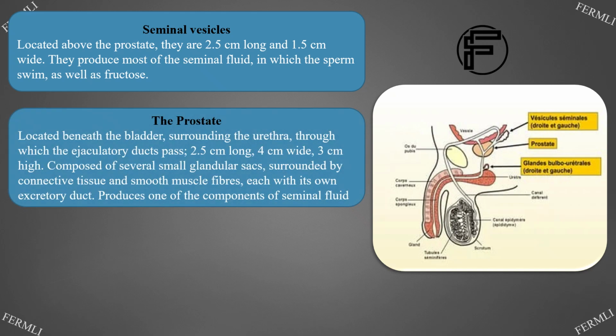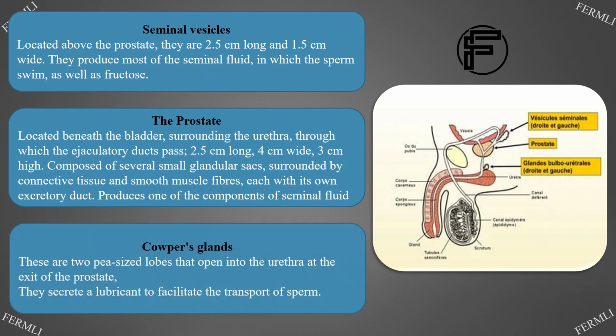The prostate, located beneath the bladder, surrounding the urethra, through which the ejaculatory ducts pass, 2.5 centimeters long, 4 centimeters wide, 3 centimeters high. Composed of several small glandular sacs, surrounded by connective tissue and smooth muscle fibers, each with its own excretory duct. Produces one of the components of seminal fluid. Cowper's glands. These are 2 pea-sized lobes that open into the urethra at the exit of the prostate. They secrete a lubricant to facilitate the transport of sperm.